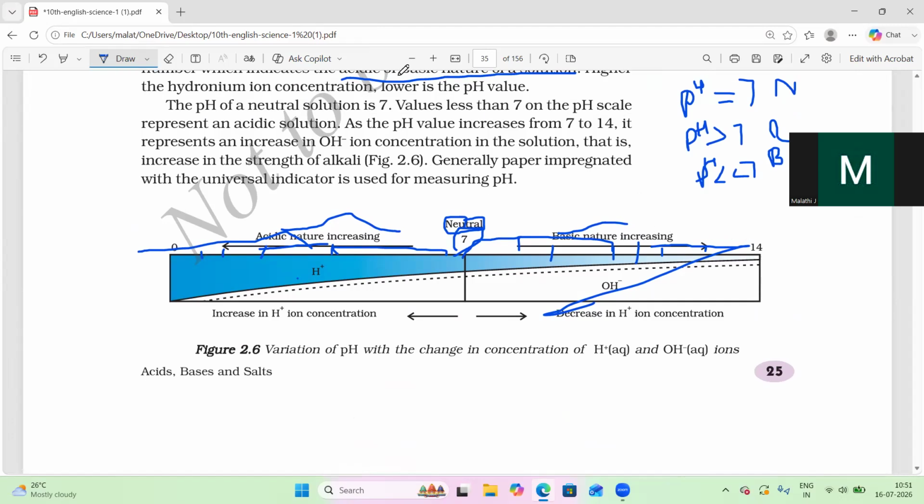That is very important. In the next class, we will see more about salts. So this is the importance of pH.